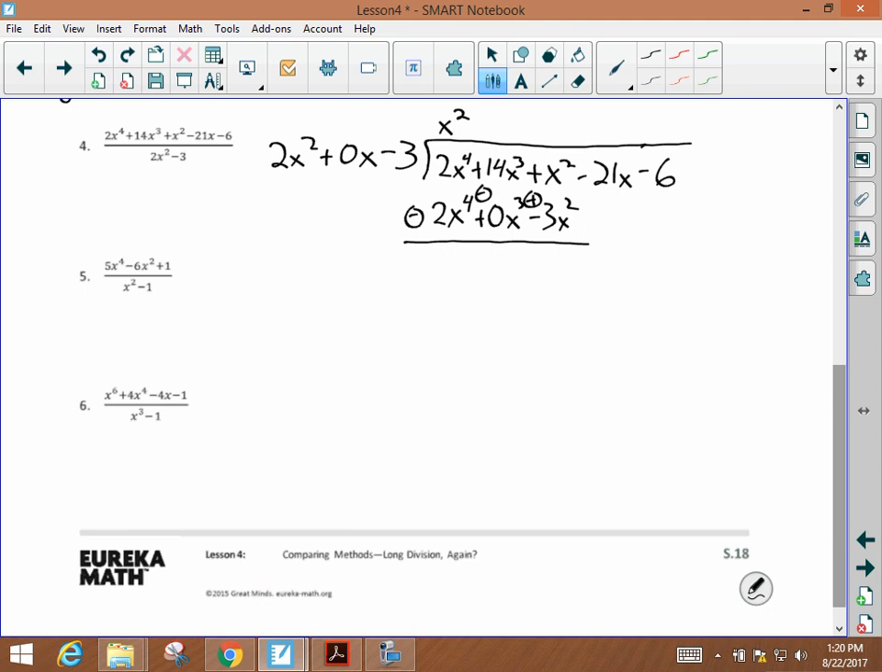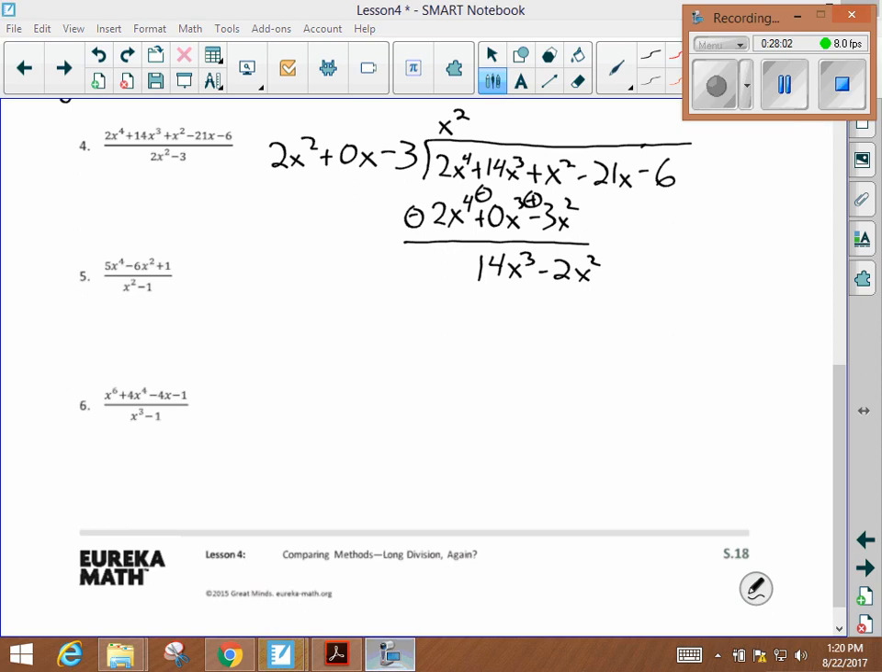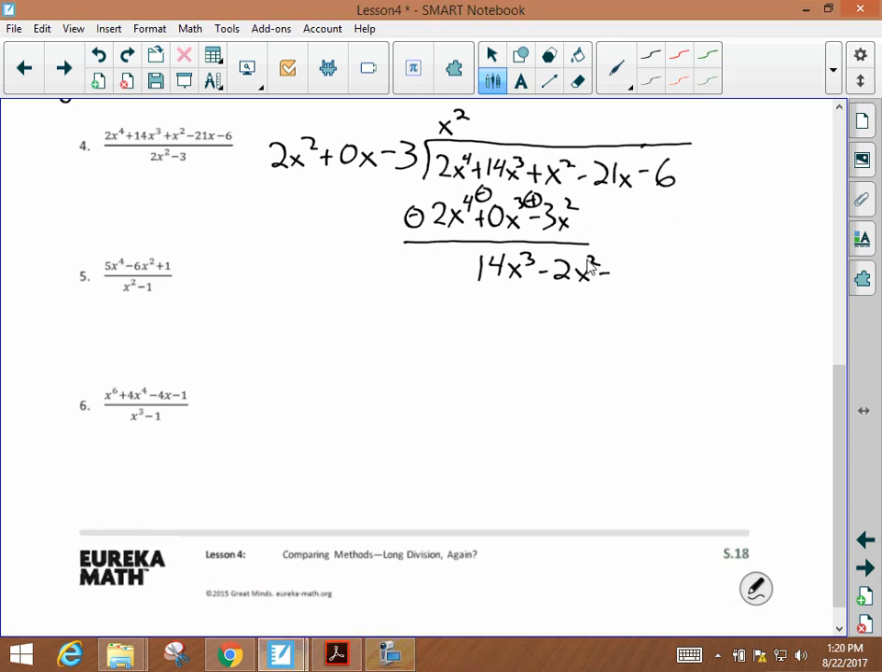So I will wind up with a 14x cubed minus 2x squared. Even though I have 2 terms here, I need to drop down this 21x because I have 3 terms in my divisor, so I should have 3 terms here after I have subtracted.